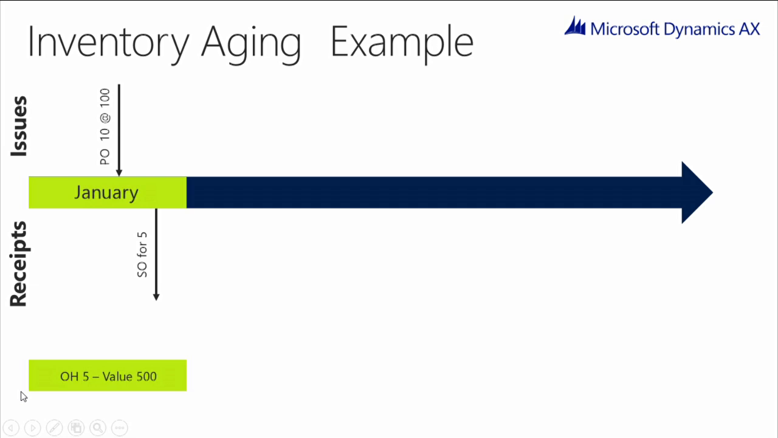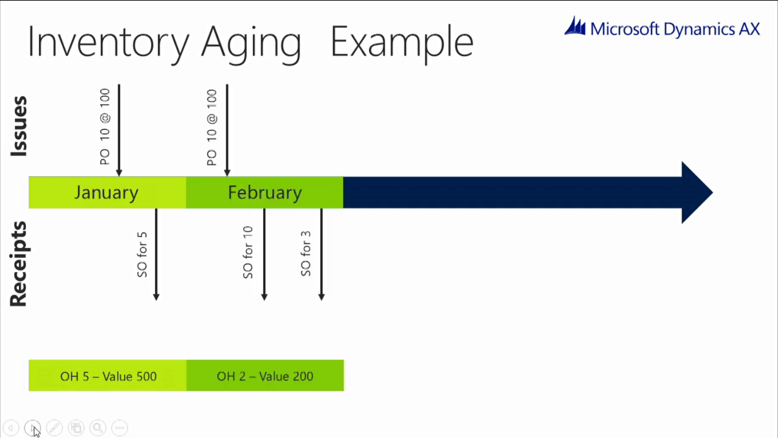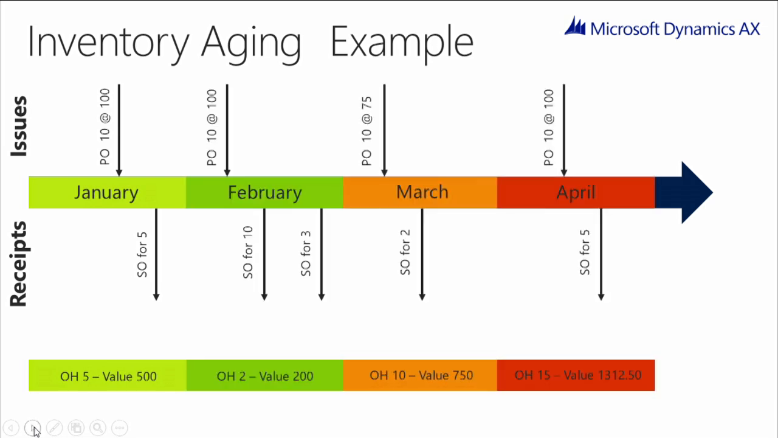In this example, we are assuming a single item through a single site and warehouse. The top half represents receipts, and the bottom half of this image represents the issues. I've broken it down into 4 one-month periods: January, February, March, and April. The report results are displayed at the bottom of this particular graphic.